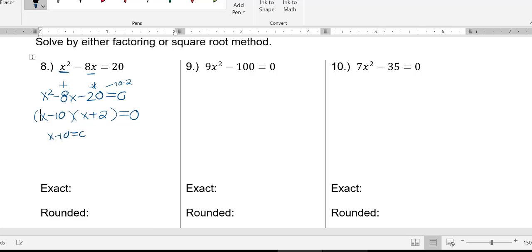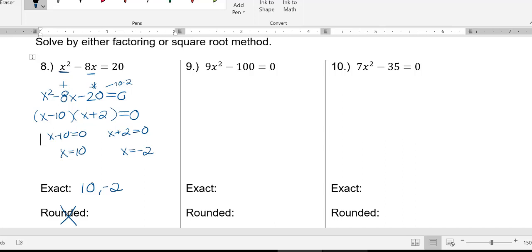Set both equal to 0 and then solve. I get x is equal to 10 and x is equal to -2. There's no rounded value for that. We don't have to round 10 or -2, and we're good.